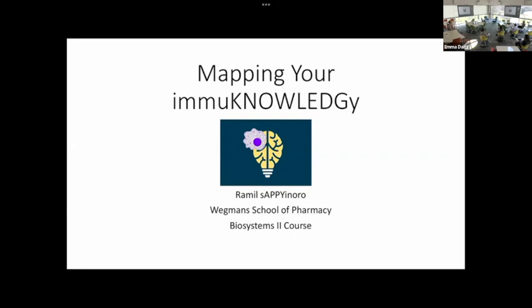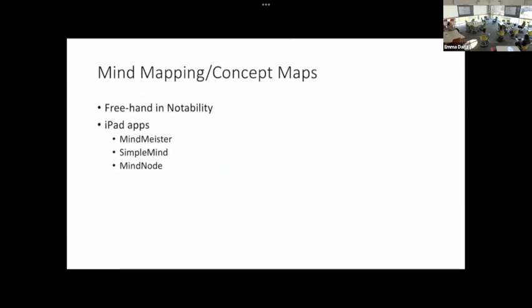The course that I'm using this in is called Biosystems 2. Some of the topics we talk about in there involve many different pathways, whether it be some of your metabolic pathways like the Krebs cycle, infectious disease, and then introduction to immunology, which is where I started using this idea of concept mapping or mind mapping.